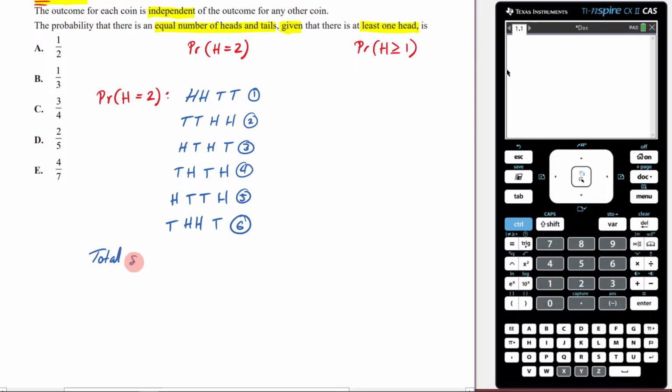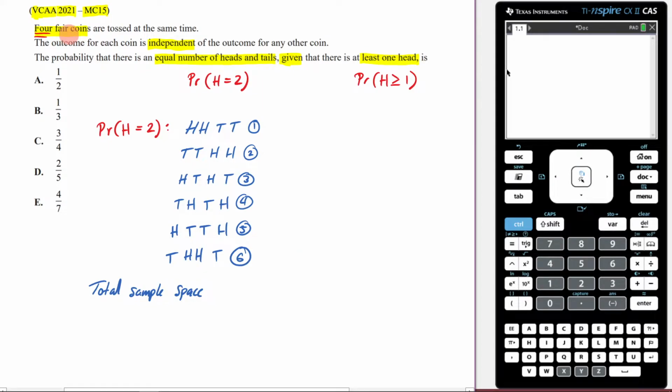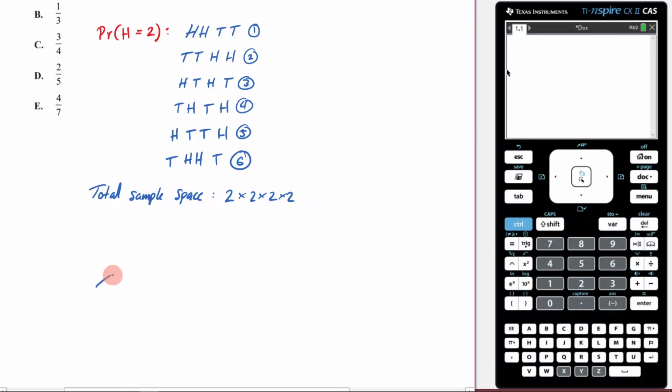Total sample space. Well, to figure out the total sample space, if we're flipping a coin 4 times, and there are 2 options each time, it's just going to be 2 times 2 times 2 times 2. If you think about it for a second, don't write this down, it's going to be heads, then tails, and so on. As you can see here, if we went 2 times 2, this shows us that we've got 4 options, 1, 2, 3, 4.